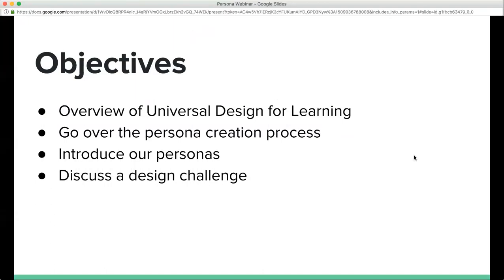Our objectives today, we're going to do a quick overview of the universal design for learning. Then we're going to share our persona creation process. Then we'll introduce you to our personas and we'll discuss a design challenge at the end.